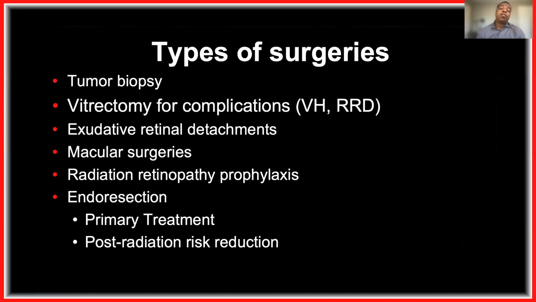So there's a number of different types of surgeries that can be performed. So obviously fine needle aspiration biopsy or vitrectomy assisted biopsy. And sometimes after biopsy, you can develop a vitreous hemorrhage or rhegmatogenous retinal detachment that needs to be repaired. Many tumors have exudative retinal detachments at the time of presentation, and they occasionally need to be repaired as well. And then there's options for radiation retinopathy prophylaxis, potentially by doing endoresection of the tumors.